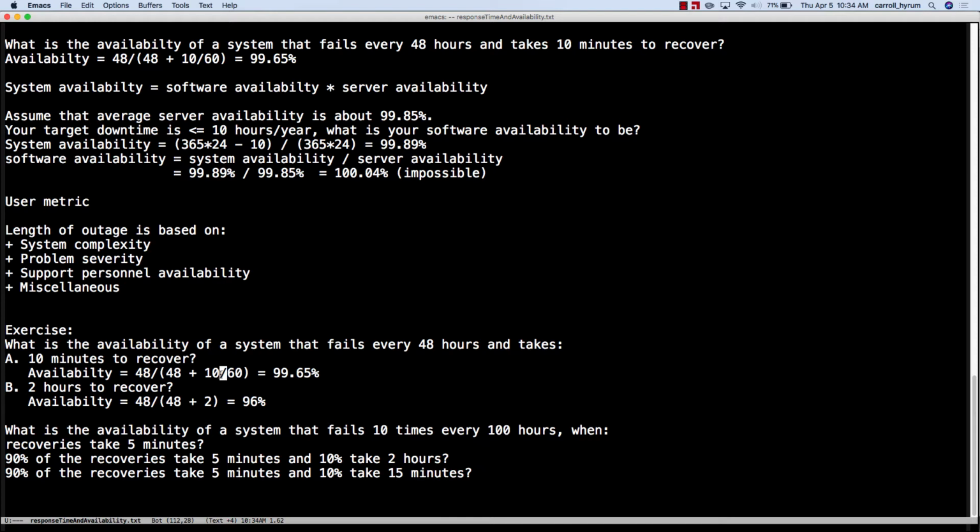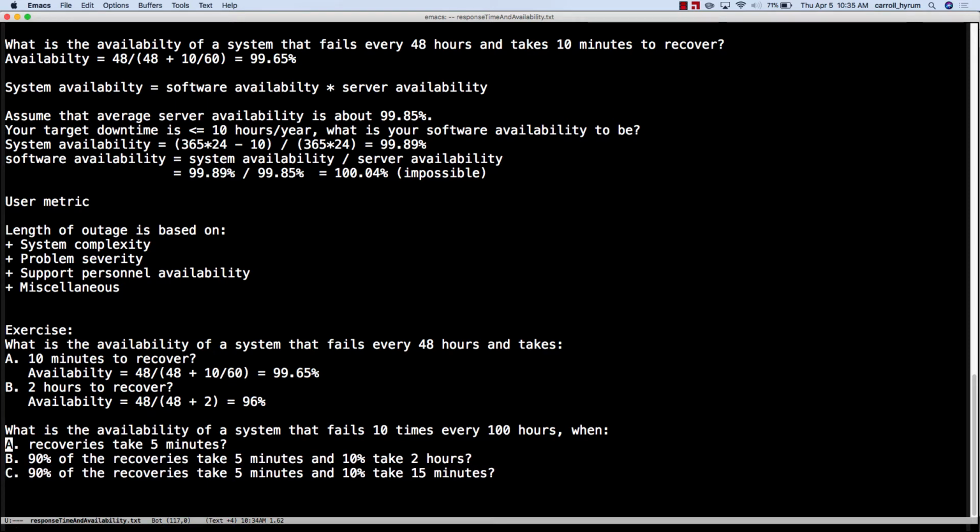Another aspect is, how long does it take to boot up? Are there things you can do to optimize the boot up time so that it doesn't take so long? Okay, so 99.65 and 96% are very different.